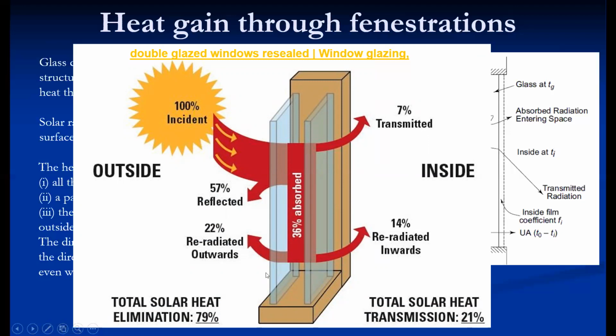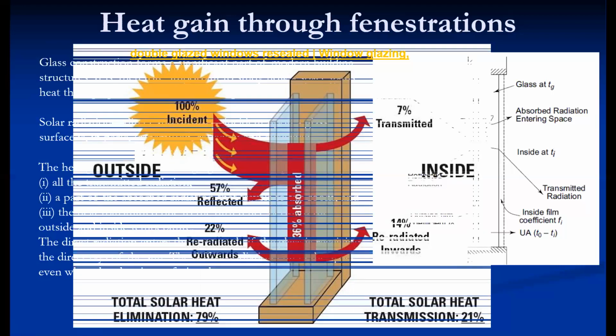Even 36% of the heat is absorbed. That's why most modern buildings are provided with such glazed windows to minimize the solar heat gain through this fenestration material.